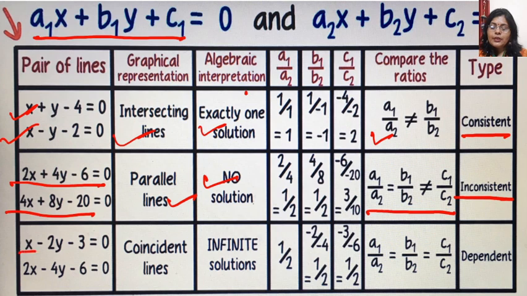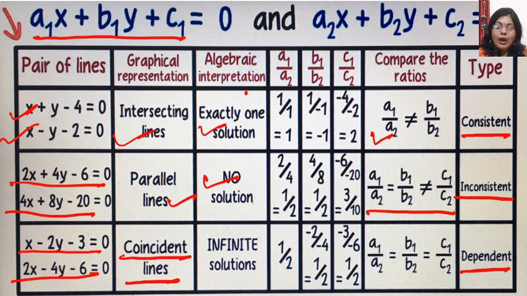Now, talking about the third type of lines, let us take the basic thing we have to keep in mind. Any equation given in any form, we first have to bring into the form ax plus by plus c equal to 0, and we have done the same thing over here. Previously we solved the same equations, and what did we get? We got coincident lines, infinite solutions, and a1 upon a2 is equal to b1 upon b2 is equal to c1 upon c2, and these lines are called dependent lines.